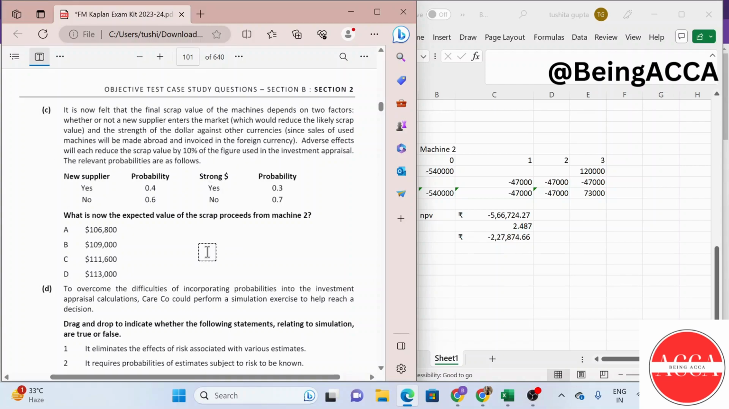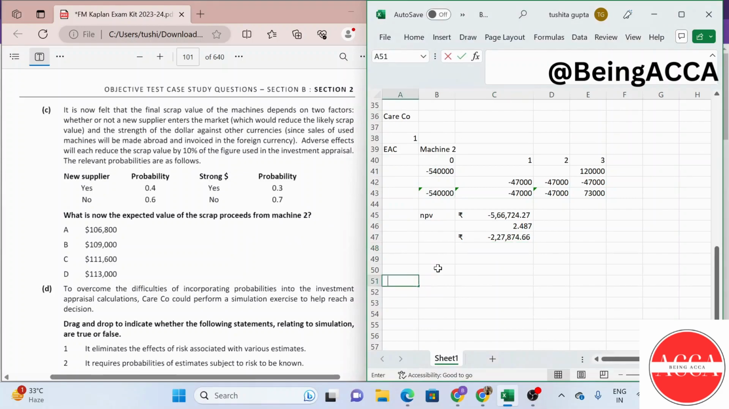Okay, so the scrap value that we had for machine 2 was $120,000, and we have some probabilities and some possibilities given to us which can potentially reduce the scrap value. Now this question wants us to find out what is now the expected value of the scrap proceeds from machine 2. So let's find that out. Here we will have to be very careful with the calculations that we do for probabilities, because we will also have to account for joint probability in one case.